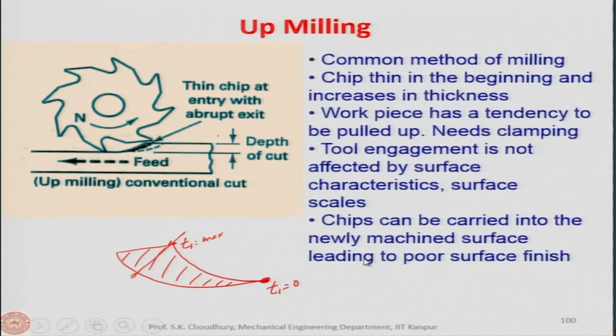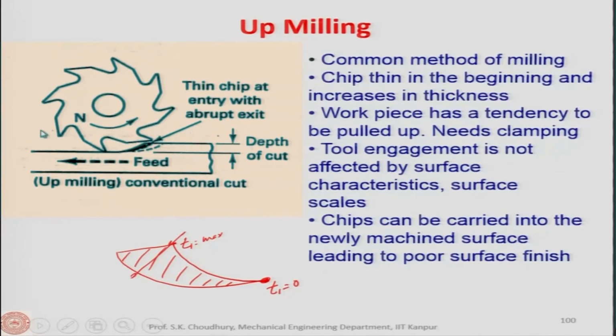Chips can be carried into the newly machined surface. This is another fear: when the chip is formed here, these are the voids. In these voids the chips are accommodated. So, when it is further rotated, it may rotate along with the chips located in the voids, that is the space between the teeth, and it may actually fall on the already machined surface, because feed is given in this direction and the tool is moving in the anti-clockwise direction.